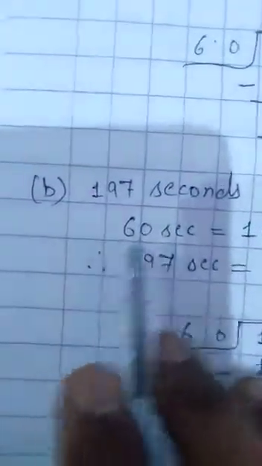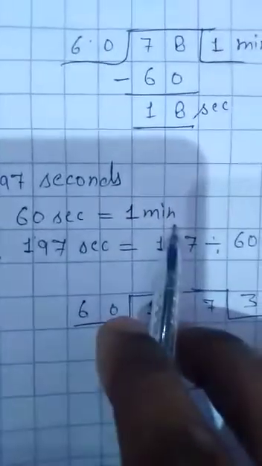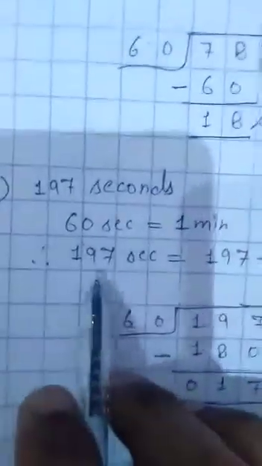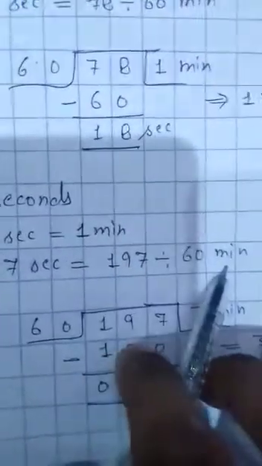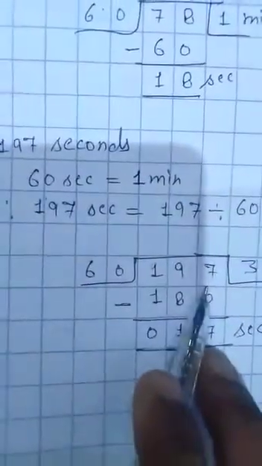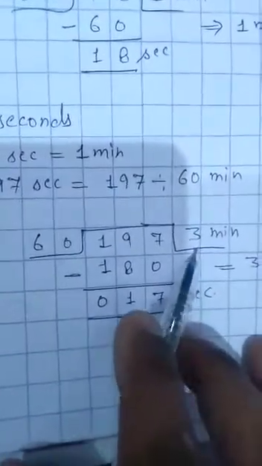Now question number B, 197 seconds. So 60 seconds equals 1 minute, we know very well. So 197 seconds equals 197 divided by 60 minutes. When we divide 197 by 60, it will be 3 minutes 17 seconds. So the answer will be 3 minutes 17 seconds.